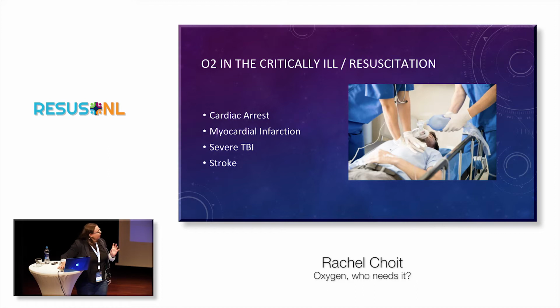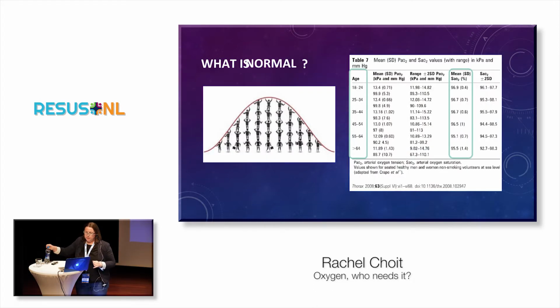So let's move away from the theoretical and into the clinical domain, looking in closer detail at the use of oxygen in cardiac arrest, myocardial infarction, severe traumatic brain injuries, and ischemic stroke. So what's normal? Well, it depends on your age and your altitude, but in general, oxygen saturations of 94 to 98% would be normal for most adults living at sea level. So if that's what you're going for, you're probably going to hit normal most of the time.